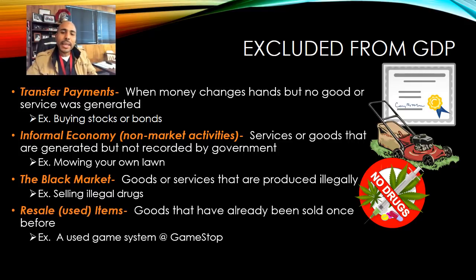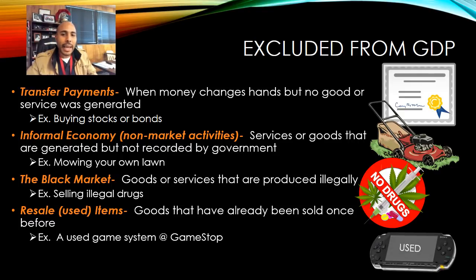Now, the last thing is resale items, used items. Goods and services that have already been sold once do not count towards our GDP. Like if you go to GameStop and buy a used PlayStation Portable, the used PlayStation is not going to count towards our GDP because it has already been counted once before. Whenever that was first sold as a brand new item, we counted it in our GDP. And so now we don't want to count it again, because just like counting intermediate goods or transfer payments, that would distort our perception of how many goods and services we actually produced in our country this year. And of course, you should remember, GDP is a reflection of how many goods and services we produced in our country this year. Please don't forget that.